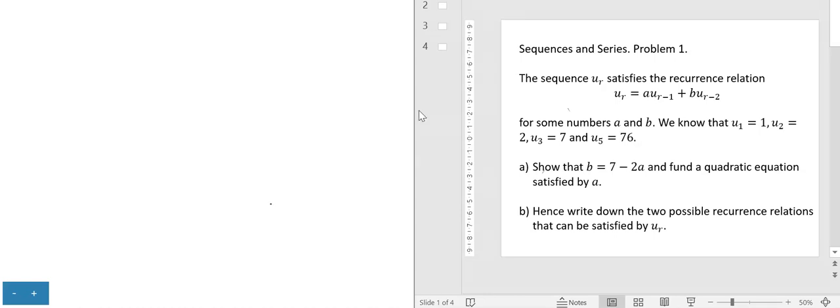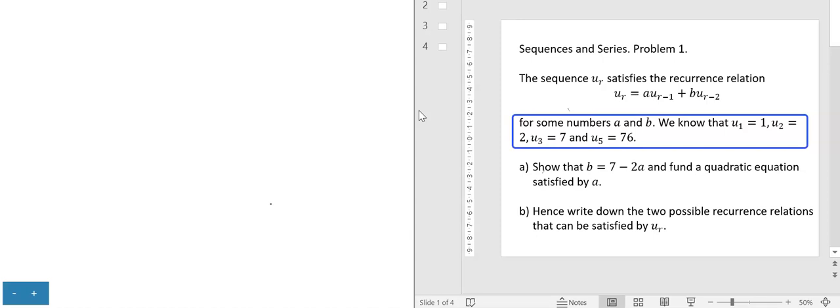This kind of relation is called a recurrence relation because each subsequent term is formed by adding the previous two terms with some coefficients. Let's say you can't form term 5 if you don't know the fourth and third terms. Okay, so we know the first, second, third, and fifth terms. They are 1, 2, 7, and 76 respectively.